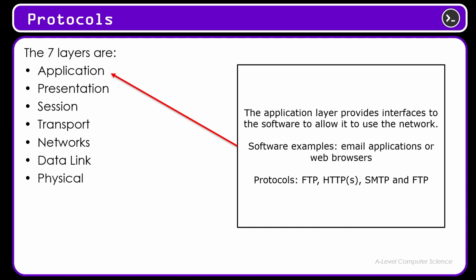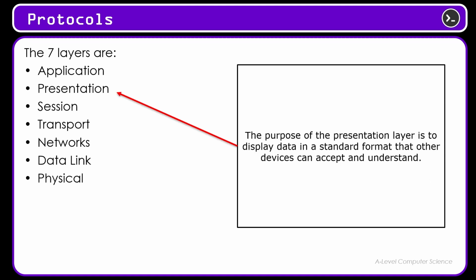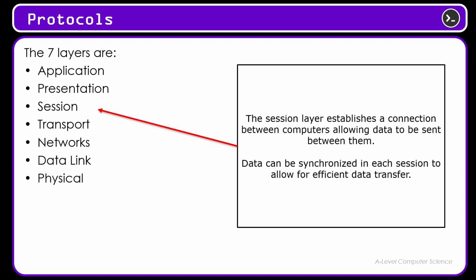The application layer provides interfaces to the software to allow it to use the network. This could include email applications or web browsers. The presentation layer is used to display data in a standard format that devices can accept and understand. The session layer establishes a connection between computers, allowing data to be sent, and the data can be synchronized in each session to allow for efficient data transfer.